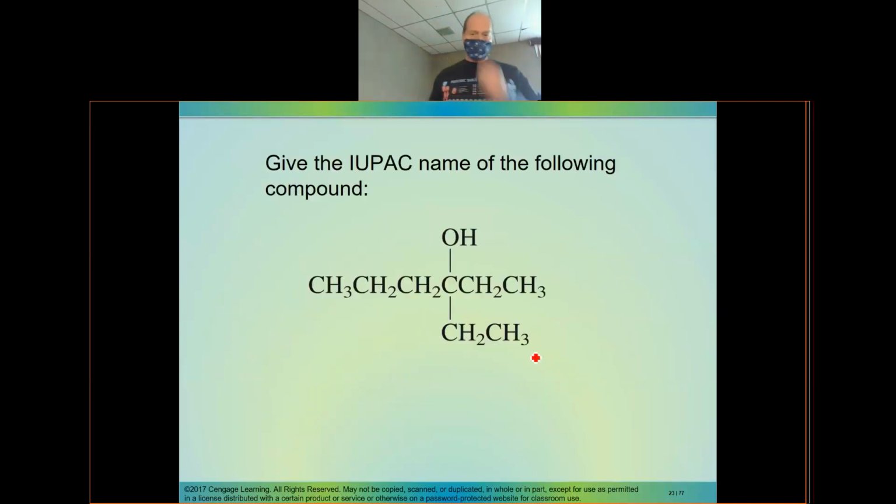All right, so here we have an alcohol. So here's the functional group. It is a hydroxy group. That tells me that I have an alcohol. I see that the carbon attached to that hydroxy group is connected to 3 other carbons, so I know that that is a tertiary alcohol.